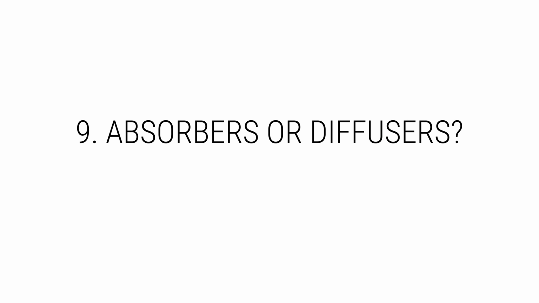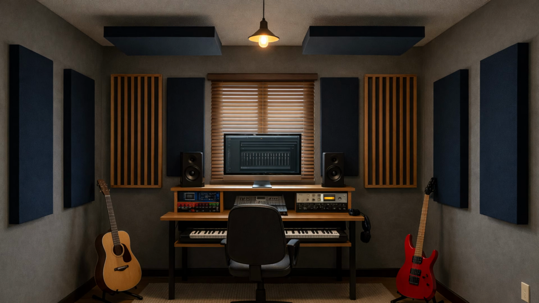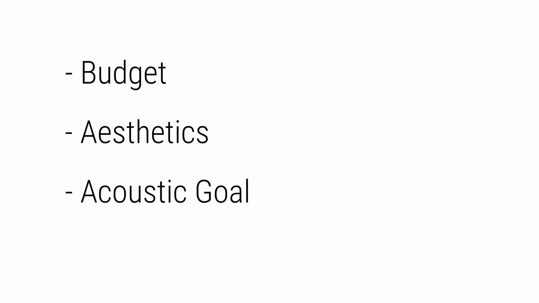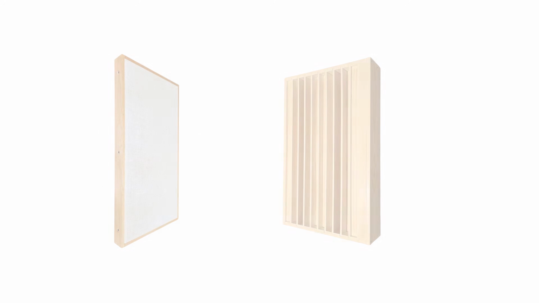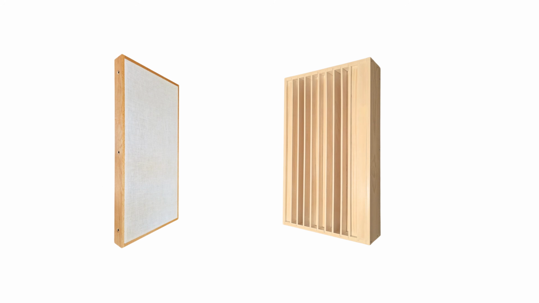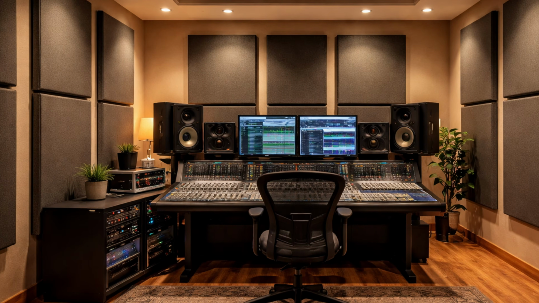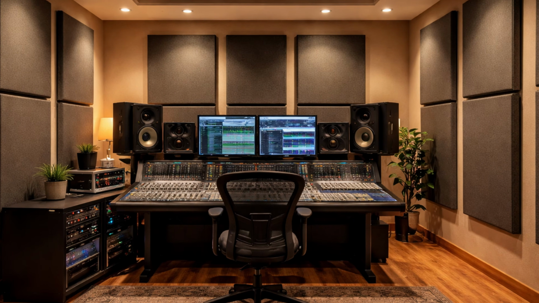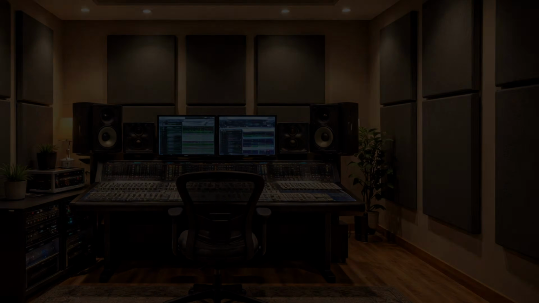Next, let's talk about what type of panels you should use: absorbers, diffusers, or a combination of both. This choice largely comes down to your budget, your aesthetic preferences, and the type of sound you're trying to achieve. Absorbers and diffusers serve opposite purposes. Think of absorbers as sound sponges. They reduce reflections by absorbing acoustic energy, resulting in a drier, more controlled sound.